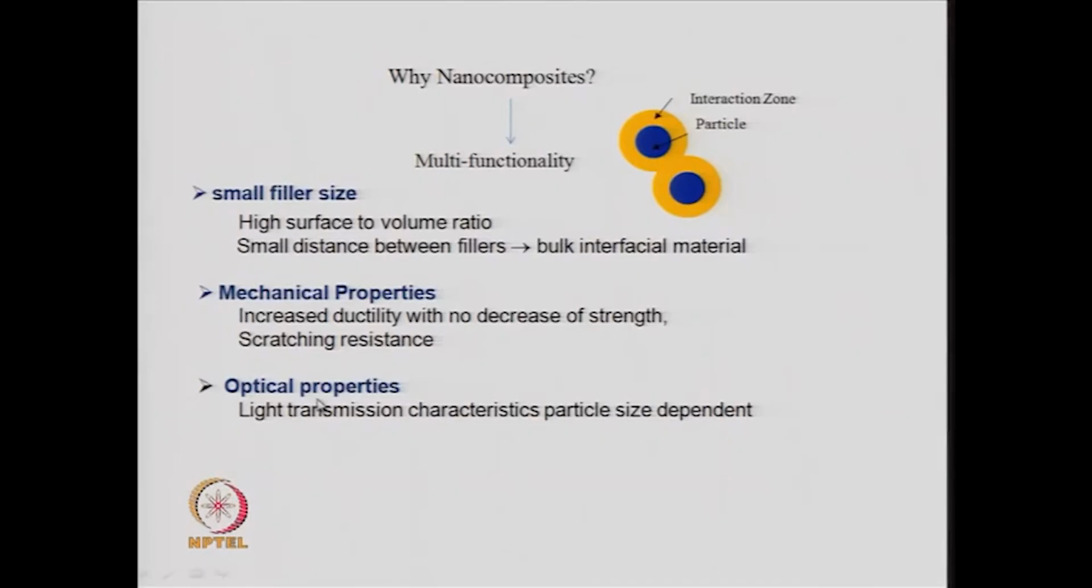Then for optical materials, you can have light transmission which is particle size dependent. If you have a composite and you are adding some nanoparticle, you have a choice of adding a 20 nanometer particle or a 40 nanometer particle, so you can vary the size of particles. By varying the size of particles in that composite, you can vary the amount of light which is transmitted through it, and hence you can modulate the optical properties. So, this is another application why nanocomposites are useful, apart from being multifunctional materials.